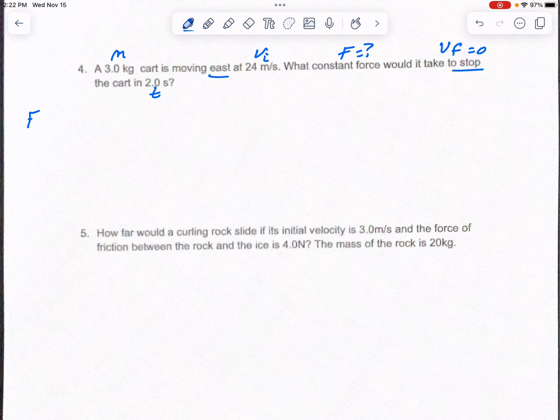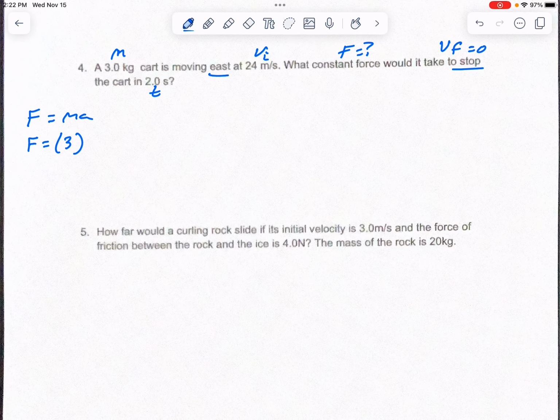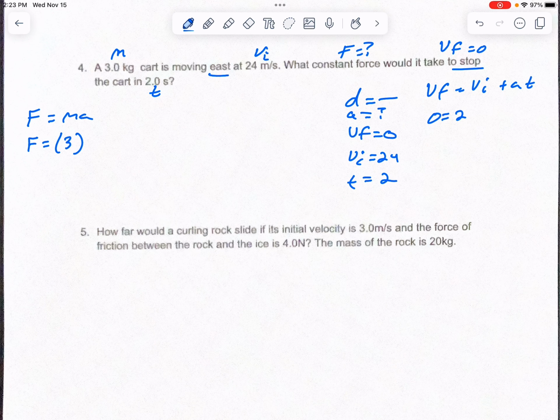Okay, so if we're looking for force, force equals mass times acceleration. So F equals our mass, which is 3. Acceleration, didn't get it. So what we're going to do is set up our DAFYT to figure out A, so A is your question mark. VI is 24, VF is 0, and I gave you a time of 2, so we did not care about distance. So you're going to use equation number 1, VF equals VI plus AT. So 0 equals 24 plus A times 2. Move that 24 to the other side, it becomes negative, then divide both sides by 2, and you get an acceleration of negative 12 meters per second squared.